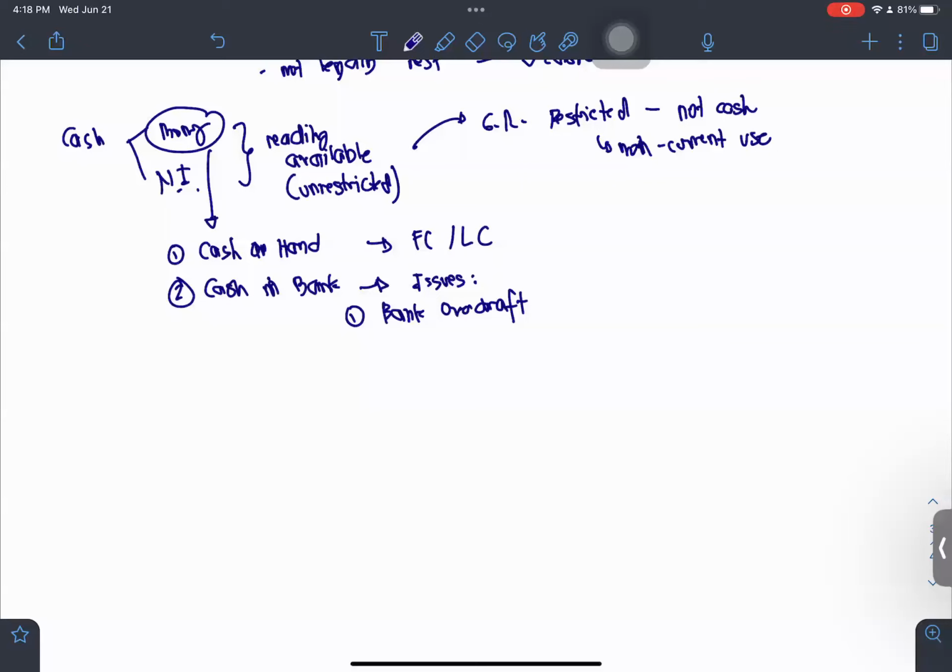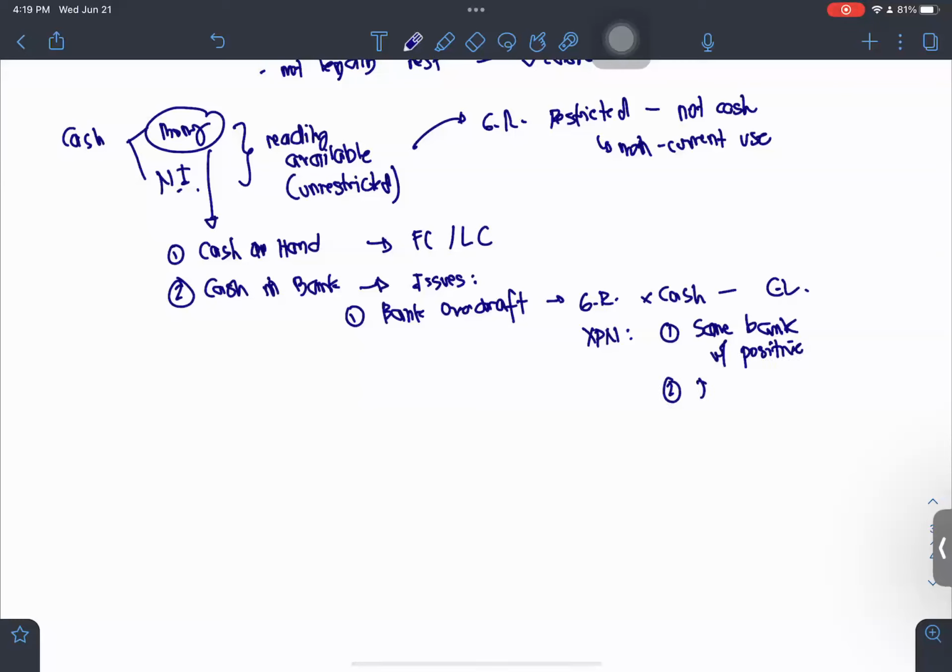So bank overdraft. We start with bank overdraft. So the first issue is your bank overdraft. As a general rule, your bank overdraft is not cash. Our treatment is that it is a current liability. What is the exception to the rule? First, if there is a same bank, of course, the same bank must have a positive balance. And second, it is immaterial. So if ever it is the same bank with positive balance or it is immaterial, then you can offset it.